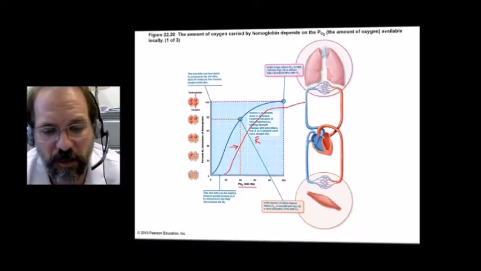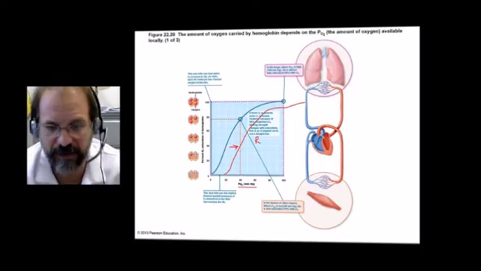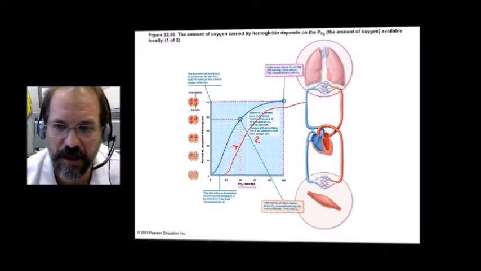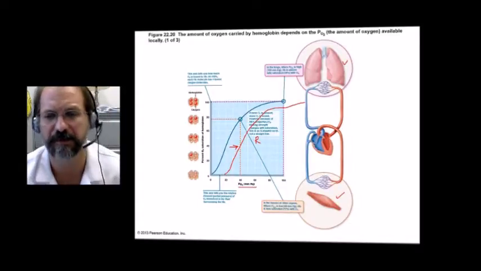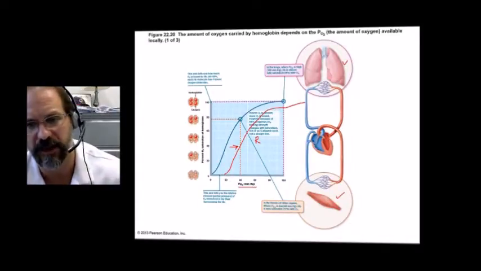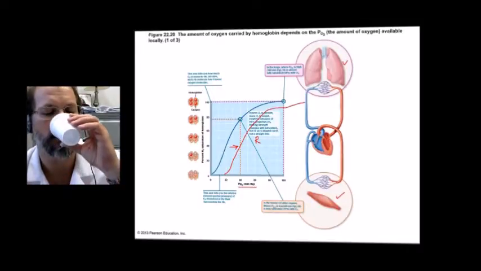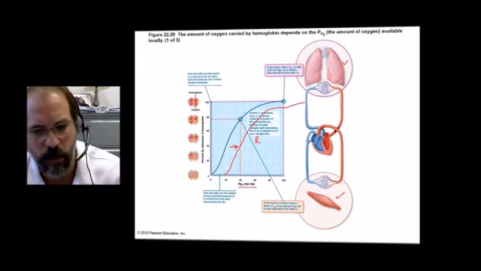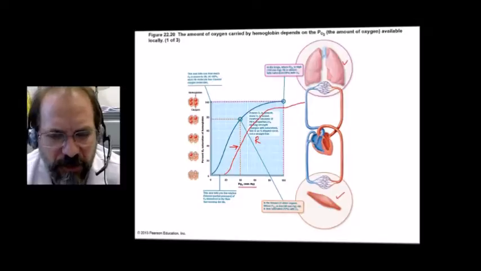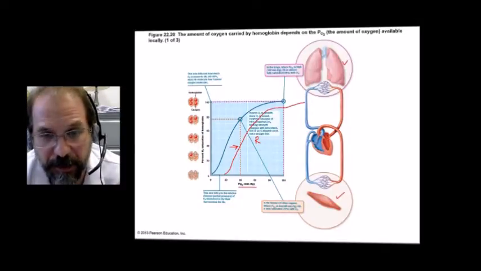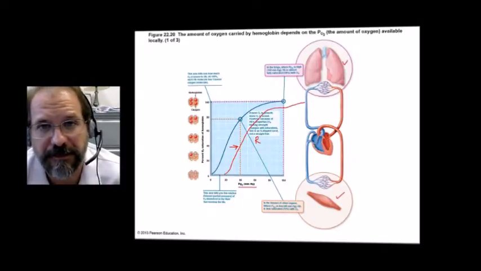Where in the body do you suppose we want to shift the curve to the right periodically? Do we want to do it here in the lungs, or would we want to do it here in the tissue spaces? I want you to think about that for a second. Where in the body do we want to favor shifting the curve to the right? Lungs or tissue spaces? Where do you want to favor unloading? Tissue spaces, right? Tissue spaces.